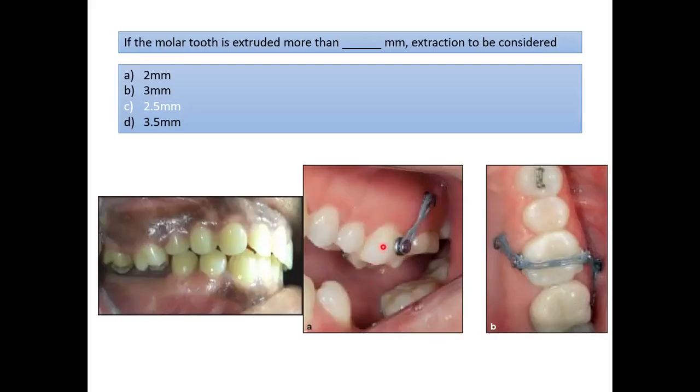So after doing an intentional root canal, you can do a guided tooth preparation, thereby you can gain space for the opposing tooth replacement. So if the molar tooth is extruded more than 2.5, extraction should be considered for that supraerupted tooth. If it is less than 2.5, you can manage with orthodontic intrusion or intentional root canal followed by a crown for that particular tooth.